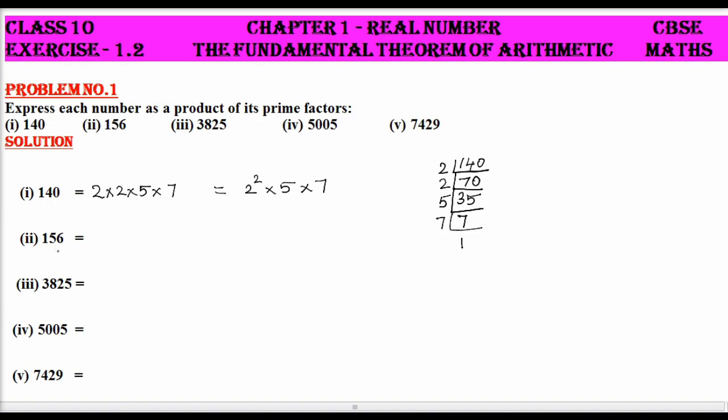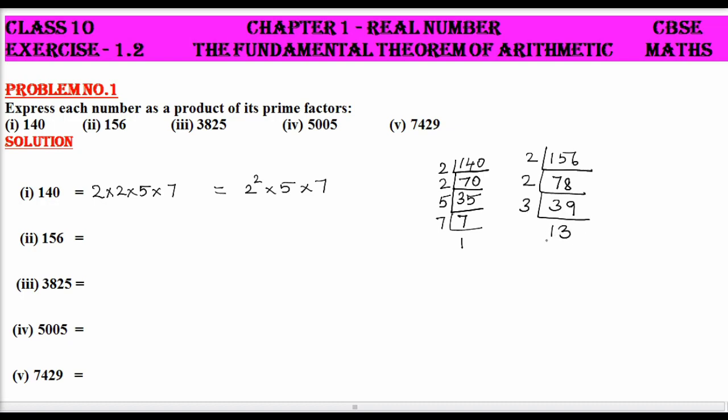Now let me try to express the second number, 156, as a product of prime numbers. Let me divide 156 by 2 because it's divisible by 2. So I get the quotient 78. Now let me again divide it by 2 so that I get the quotient 39. Now this 39 is divisible by 3. So let me divide it by 3. I get the quotient 13.